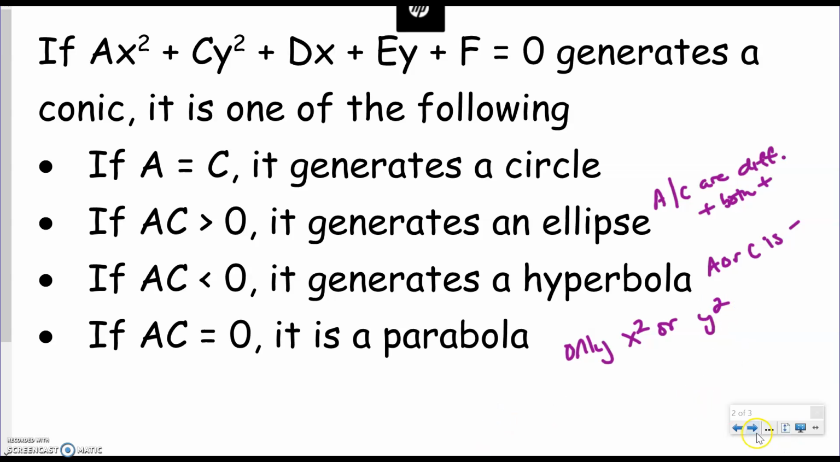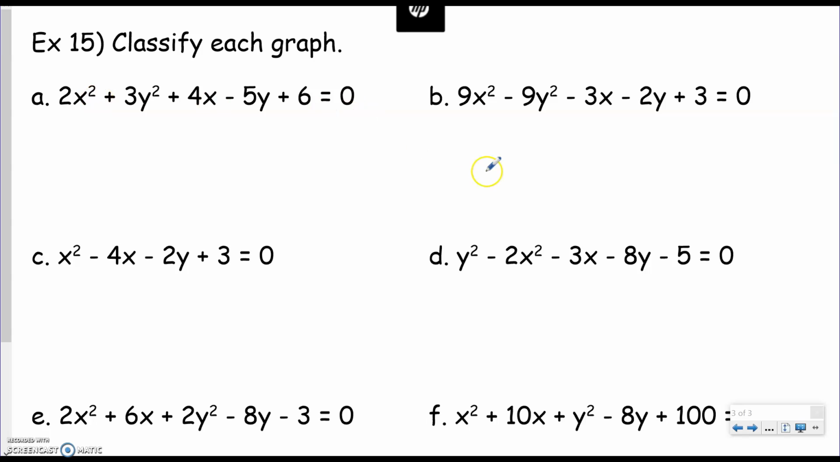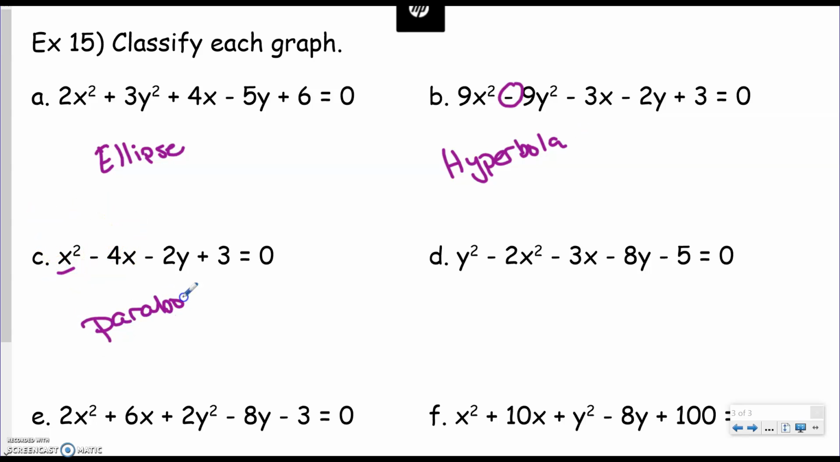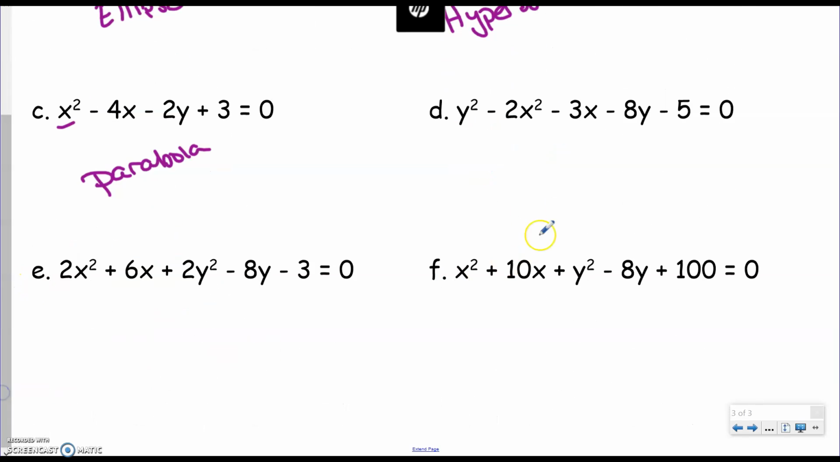Okay, so pretty easy. So if you want to use the steps that are there, a and c are both positive, but they are different. I know it is an ellipse. Okay, for the next one, I have one that's a negative and one that's a positive. That means that's a hyperbola. For the third one, I only have an x squared, but not a y squared. I know that's a parabola. Again, I have a positive y squared and a negative x squared, so I know that's a hyperbola.